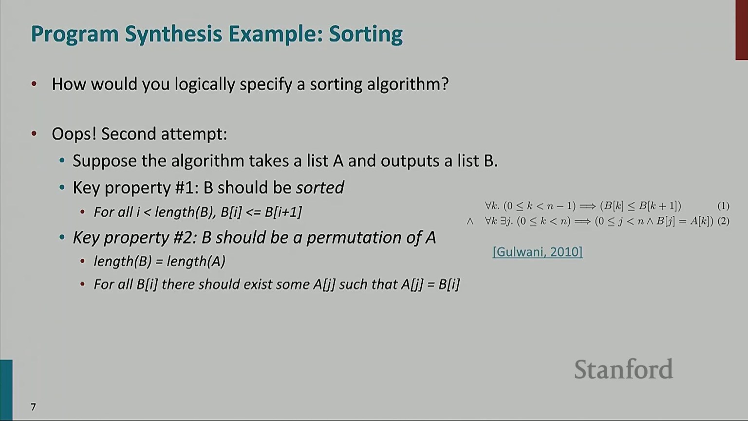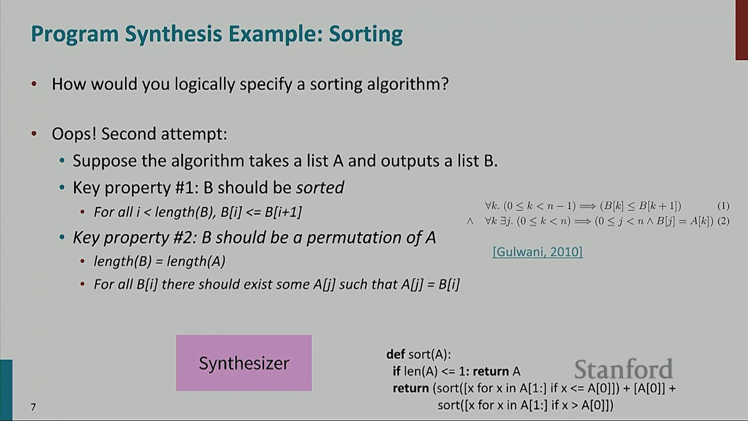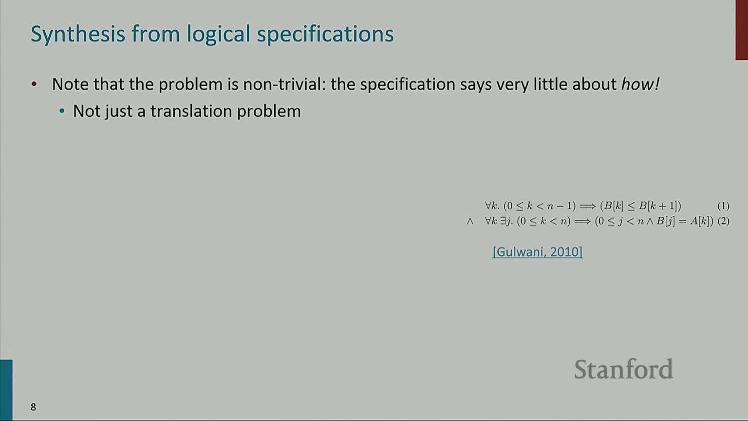Don't try to parse it. If I give that to the synthesizer, maybe it'll search for some programs and return quicksort or some function that actually sorts the array. Note that the problem here is quite non-trivial, because the formula, as ugly as it is, doesn't tell us how to sort the array. It just says that the array should be sorted in some way. So it's not just a syntactical translation between the formula that we gave and the programming language that we're targeting.